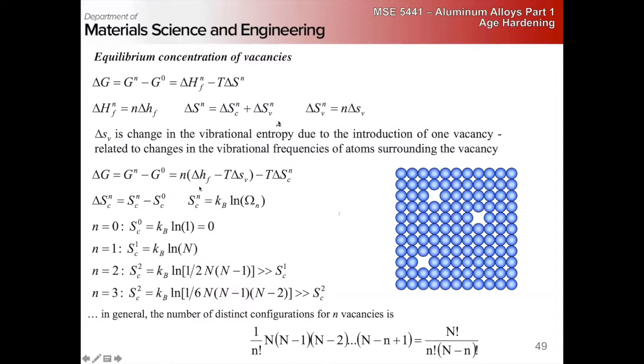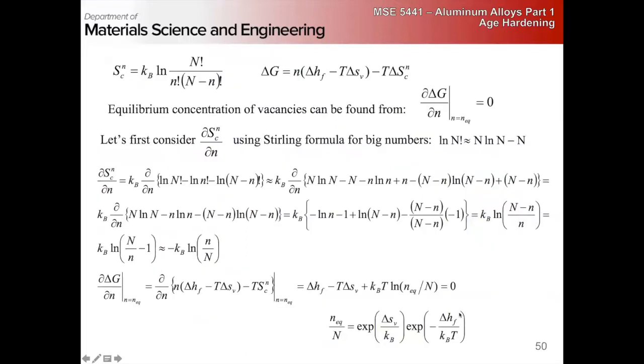And it's not hard to work through. I have all the calculations here. It's pretty easy to do. So this is the number of configurations. This is just combinatorics, basic statistics. So the entropy is, of course, Boltzmann constant times the natural log of this. This is the configurational entropy term.